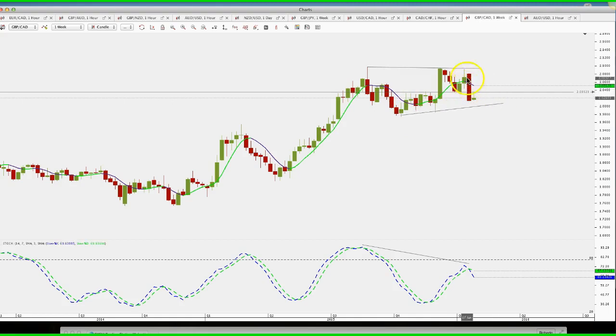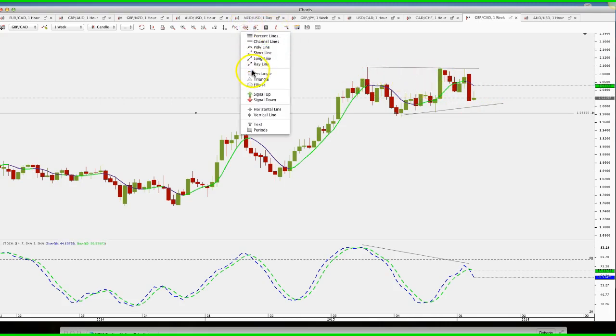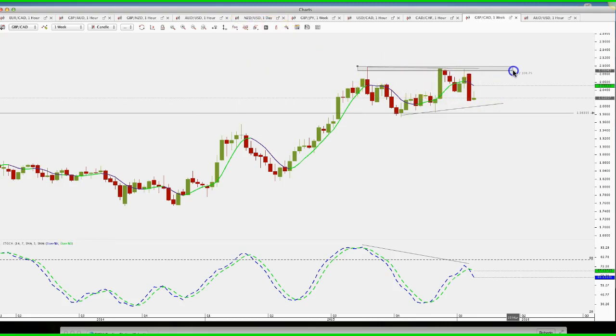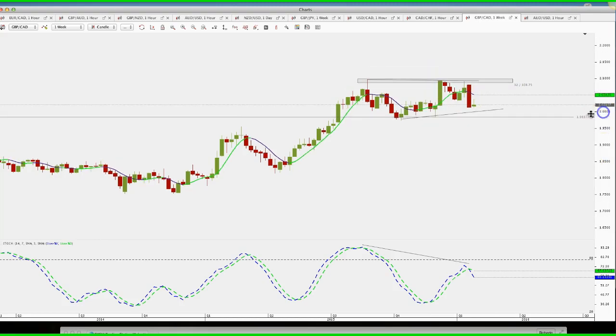So we know we have divergence on a weekly chart. We have a bearish engulfing candle. So this is setting us up for a long sell-off. This resistance level up here, this pretty much confirms that it's not going to go any higher than 2.10. So we should start seeing some more selling.